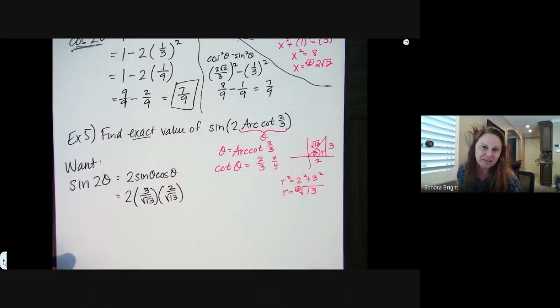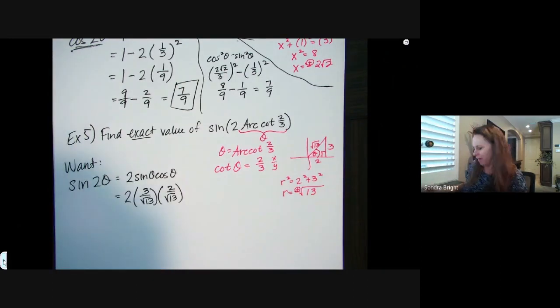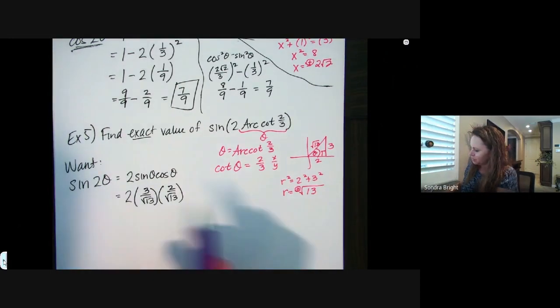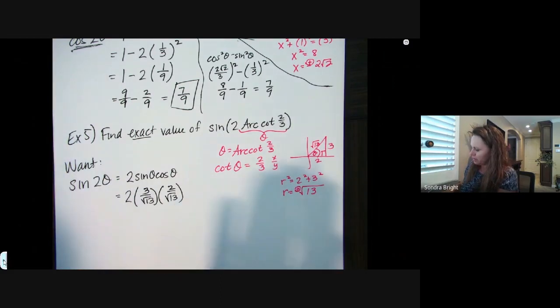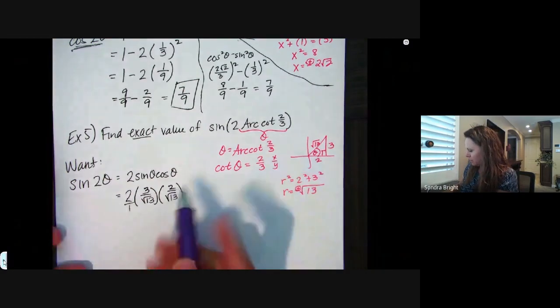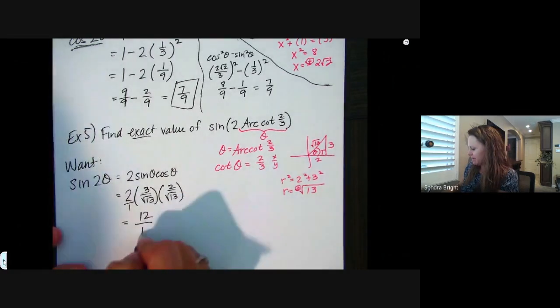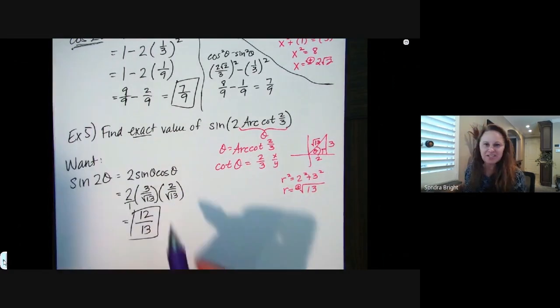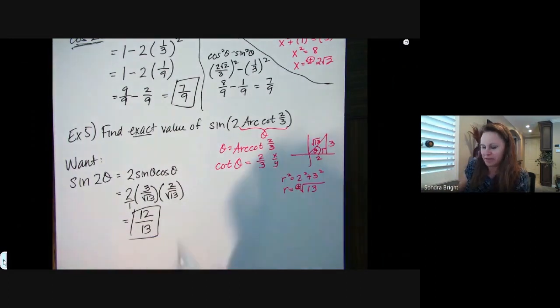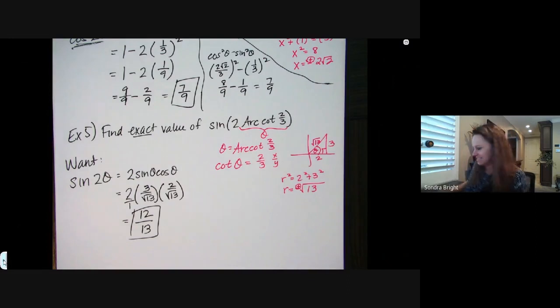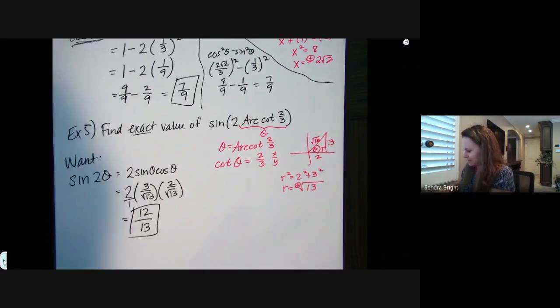And I know technically I'm supposed to rationalize, but I'm going to be multiplying these together, so don't bother. We get 2 times 3 times 2, which is 12, and rad 13 times rad 13 is 13. I know technically you're supposed to rationalize, but it's easier if you don't when you're going to be multiplying them anyway. All right, let's do another one.